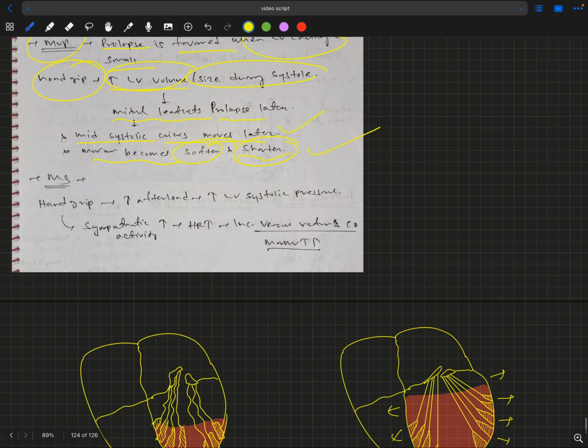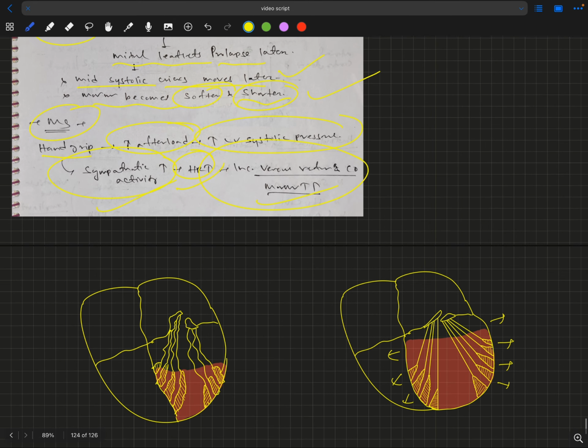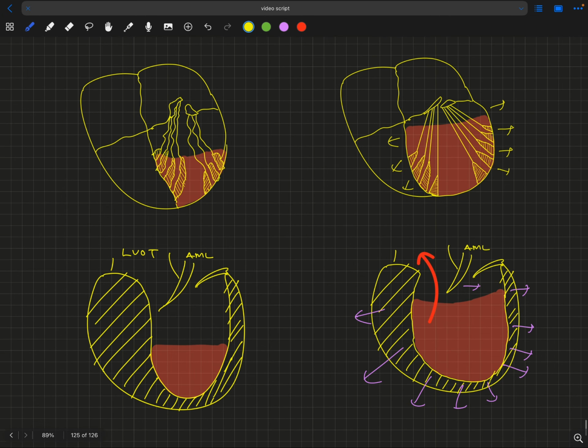So in the case of MS with hand grip, due to increase in afterload, there will be an increase in left ventricular systolic pressure. Another thing is there will be an increase in sympathetic activity, which leads to an increase in heart rate, and that leads to an increase in venous return and cardiac output. So there will be more blood flowing across the mitral valve, which leads to an increase in murmur intensity. So this is all about dynamic auscultation. So this is the most important slide.